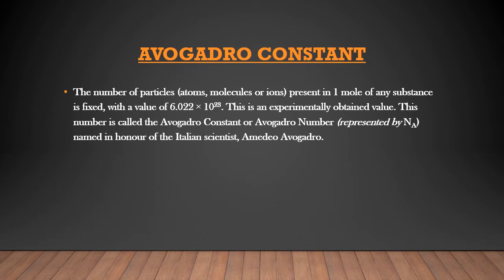This number, 6.022 into 10 raised to 23, is called Avogadro's constant or Avogadro number, represented by Na or N naught. A, and that's not 0, is subscript. You need to be very careful with that. So 1 mole of any substance contains Avogadro number of particles, and as I said earlier, it has been found out experimentally.